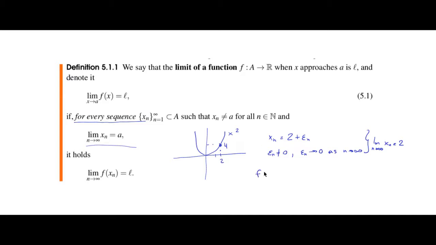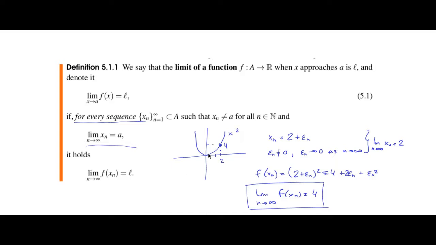Now we can compute f evaluated at x sub n. It's going to be 2 plus epsilon sub n, squared, or in other words, 4 plus 4 times epsilon sub n plus epsilon sub n squared. Now we take the limit when n goes to infinity of f of x sub n, and this is 4 plus the limit of this, which is 0, plus the limit of this, which is 0. So the limit of the function is 4.